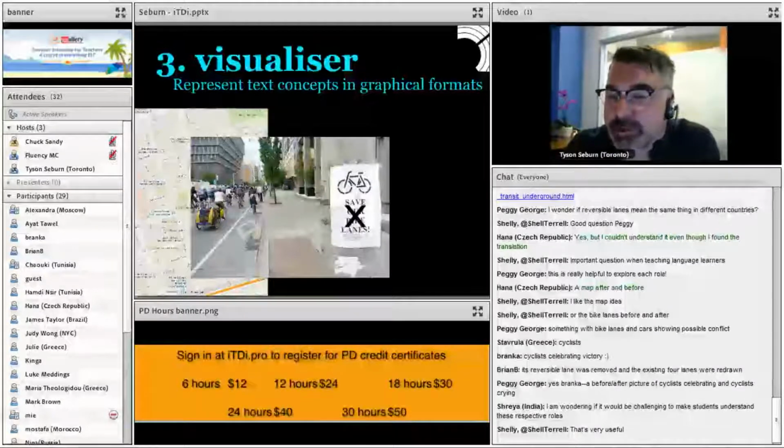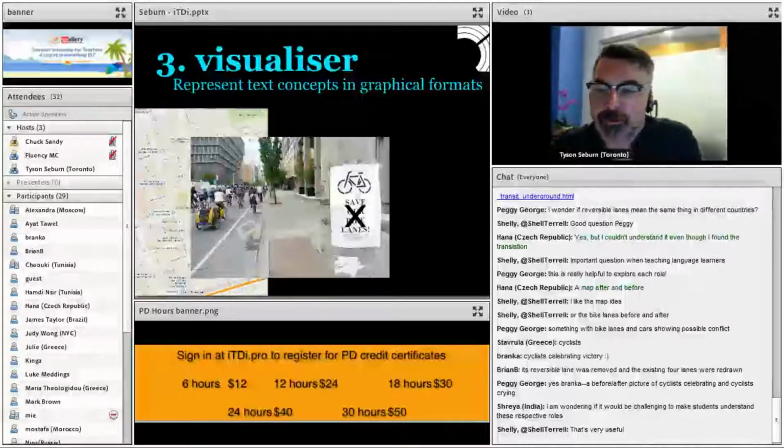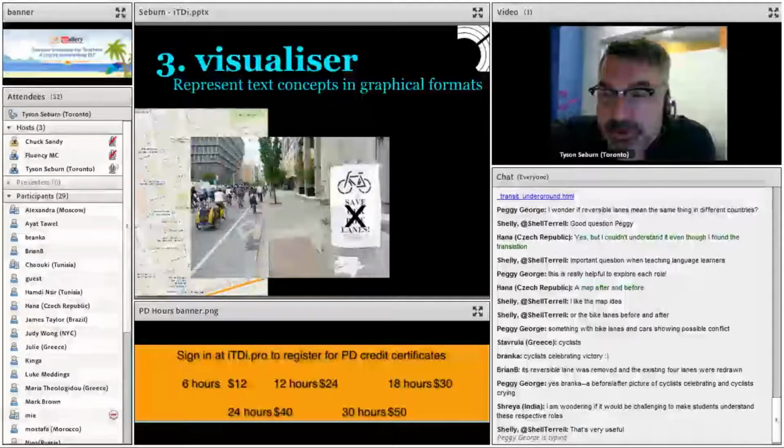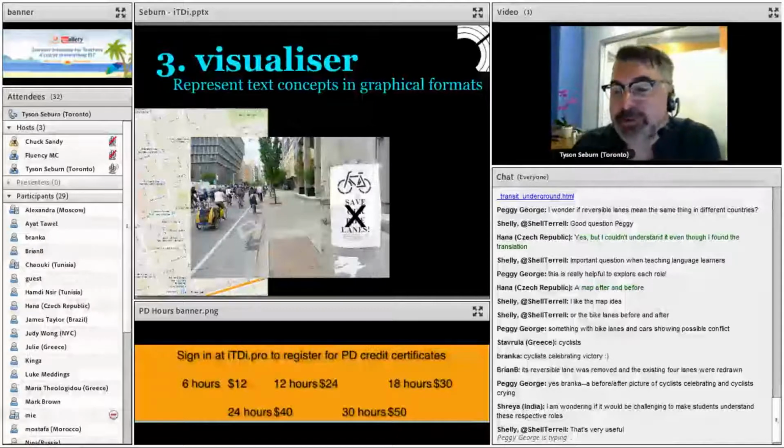You can also see that these people look to be part of a group. And there's a poster on that post that says "Save our bike lanes," and you can see this was happening around the same time that Mayor Rob Ford was deciding to get rid of the bike lanes there. This gives a nice visual understanding to the students of what was happening at the time, and how the cyclists really did want to keep those bike lanes there.